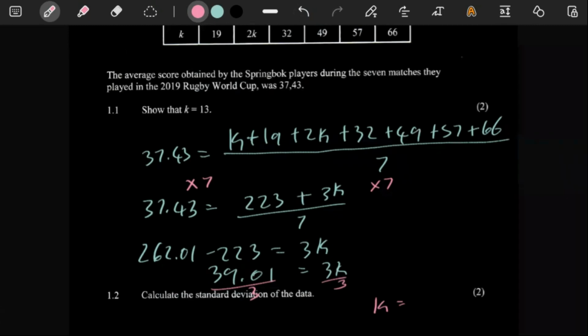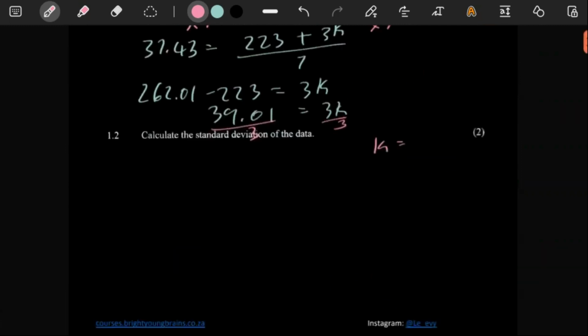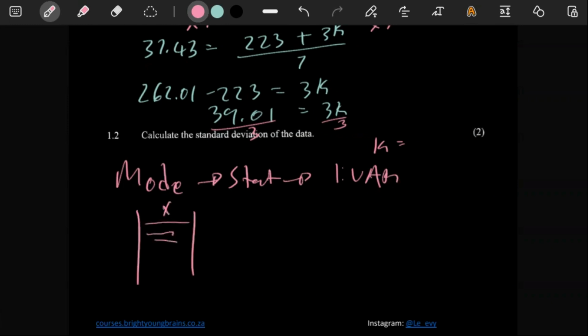The next question looks like it is asking us for the standard deviation of the data. If you're going to get the standard deviation of your data, I feel like if you can just use your calculator, you're going to be better off. So you're going to put all your data in your calculator. To do that, you press mode, then stat, and then the number 1 button, which says var. Then you put all your data in there.